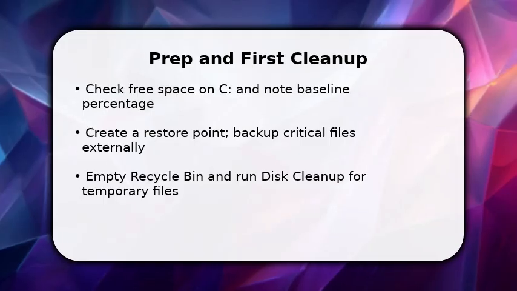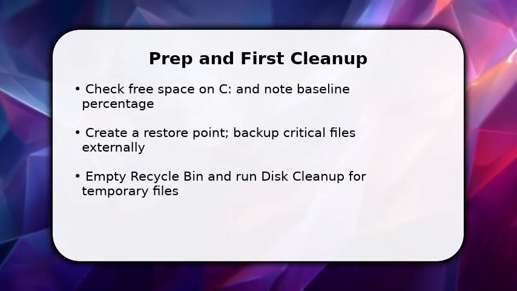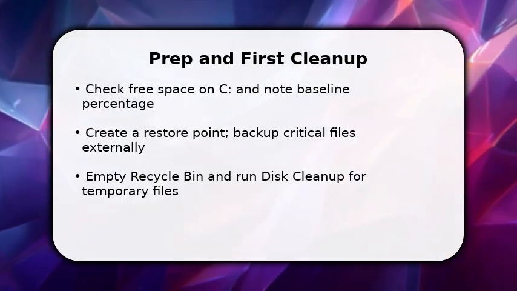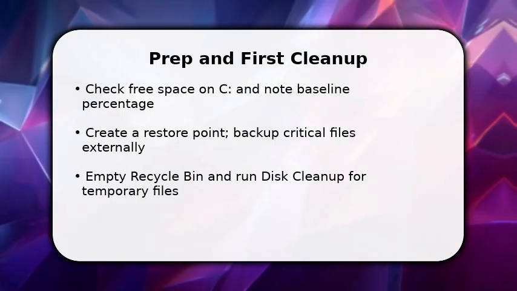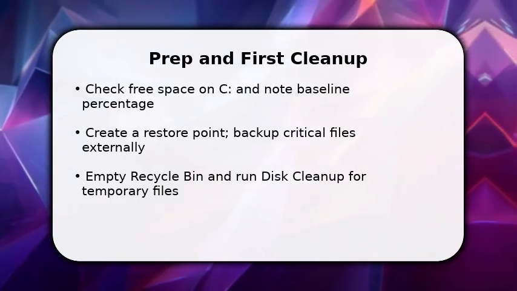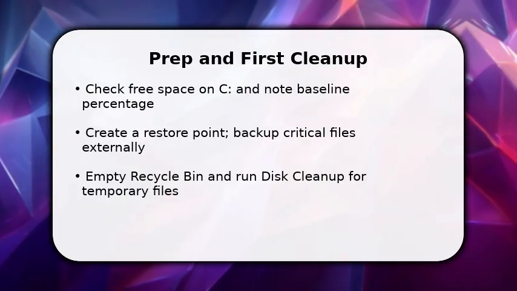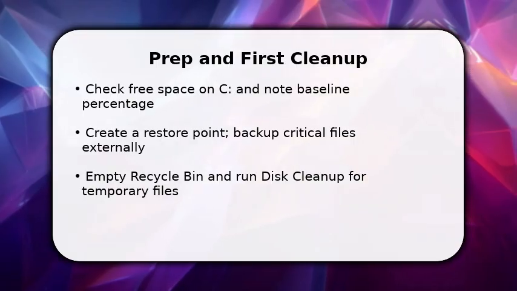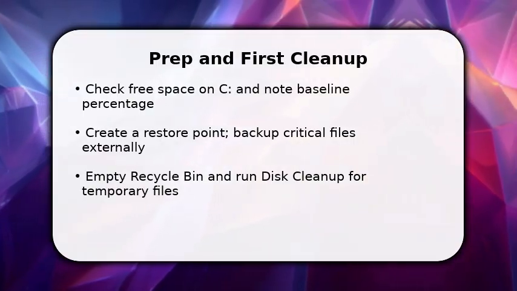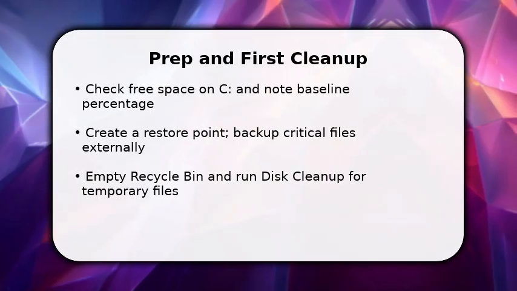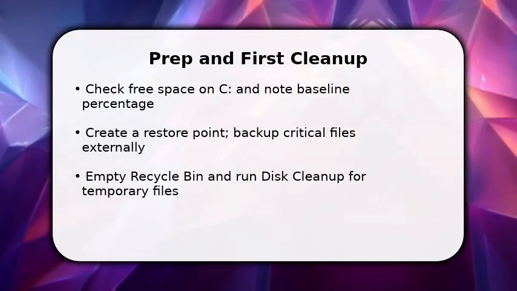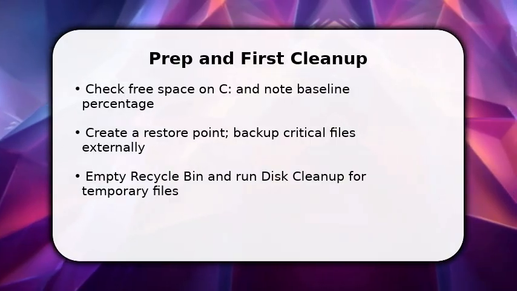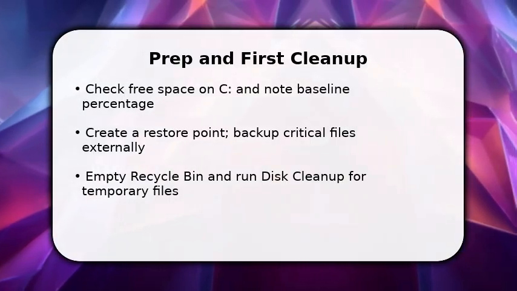You're starting with the essentials. Check C: free space and note the percentage so you can track progress. Create a restore point and back up any critical files now, because once you delete system caches, recovery is harder. Once done, empty the recycle bin and run disk cleanup, selecting temporary files, system files, and previous Windows installations. This removes obvious bulk quickly. It's safe and fast. Make sure to uncheck anything you want to keep before confirming deletion.